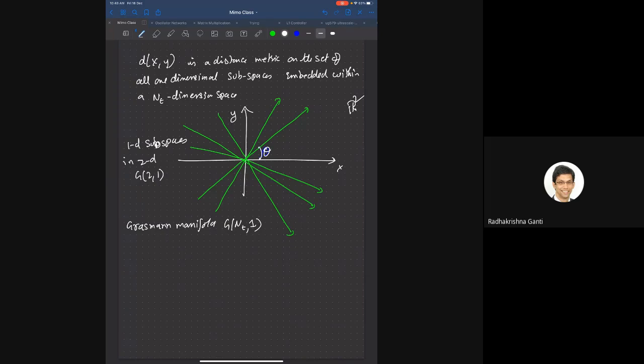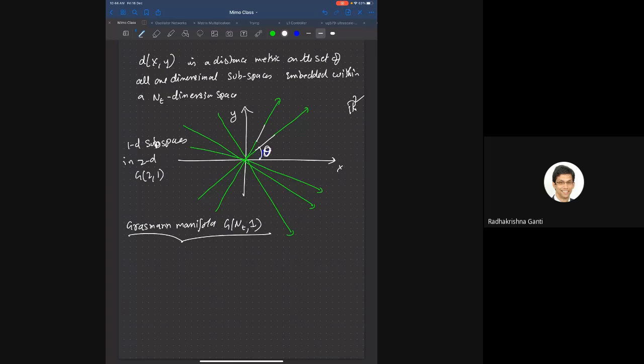It turns out that this is a smooth manifold, and you can define a distance on it. The distance between two subspaces is nothing but the sine of the angle between them. That is what this distance dxy is. If you consider x and y to be unit norm vectors, then d of xy is nothing but sine theta between those two vectors. Okay, this is called a Grassmannian manifold, and dxy is a distance between the subspaces in that manifold.